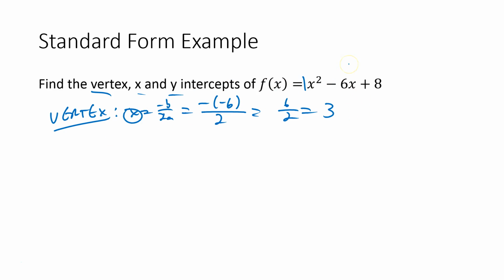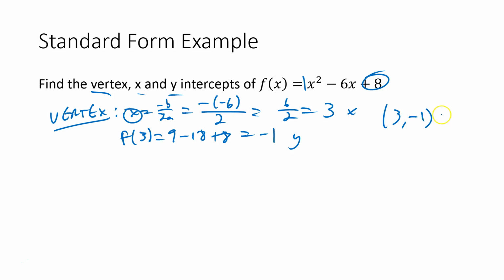So to find the y-coordinate, I have to plug it in. So let's do f of 3, which is 3 squared, that's 9, minus 6 times 3 is 18, and then plus 8. This gives us 9, let's see here, negative 9 plus 8, which is negative 1. So now we have our x-coordinate, which is 3, and we also have our y-coordinate, which is negative 1. So we have 3, negative 1 is our vertex.